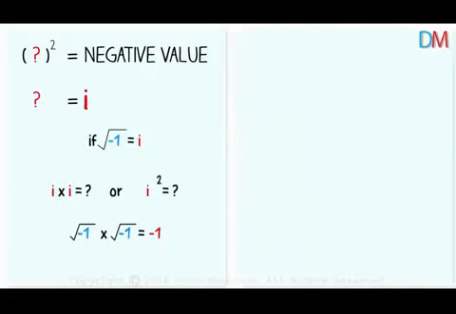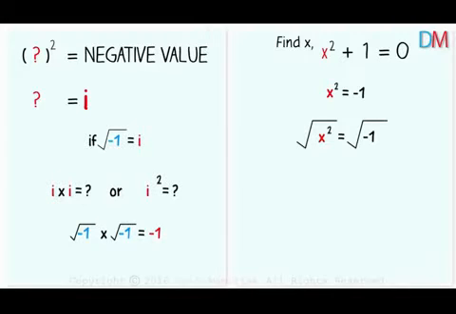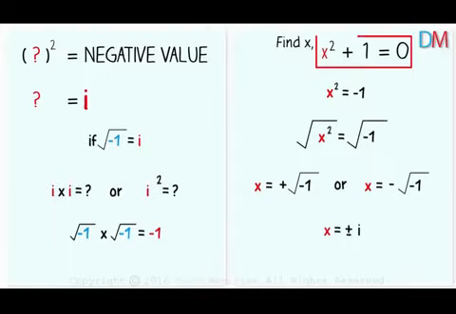And the next question was, can you find a solution to x squared plus 1 equal to 0? The answer is yes. Transposing 1 to the right-hand side, we get x squared as negative 1. Taking the square root on both sides, we get the value of x as root of negative 1 or minus root of negative 1. That is plus minus i. So what we learned in school wasn't incorrect. This equation has no real roots. Yes, it has imaginary roots.